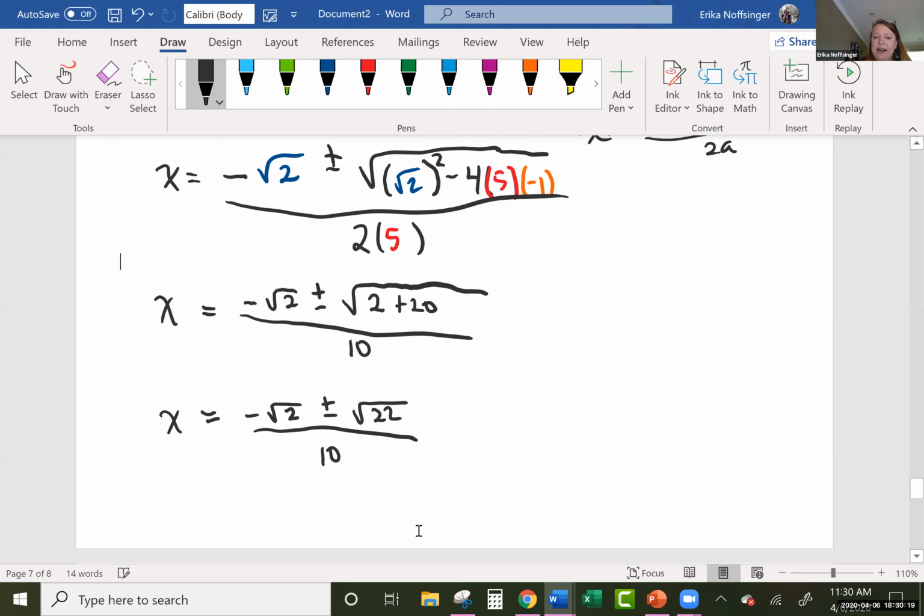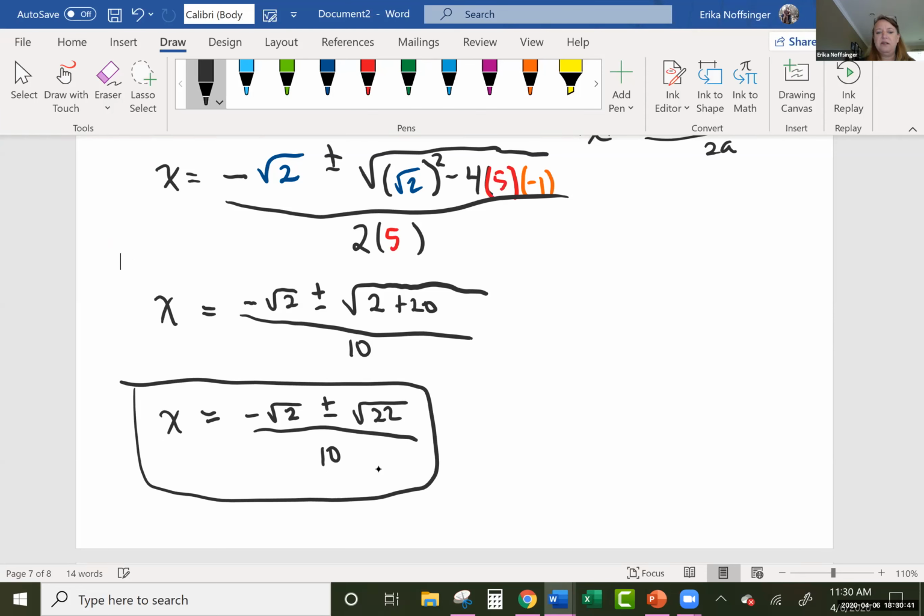So I can't add or subtract these radicals because they don't have identical numbers underneath. And so I can leave it in this form. I can't cancel any of the numbers because the 2's are underneath the radical and the 10 is not. Even if the 10 was underneath the radical, I couldn't. And so that's our solution.